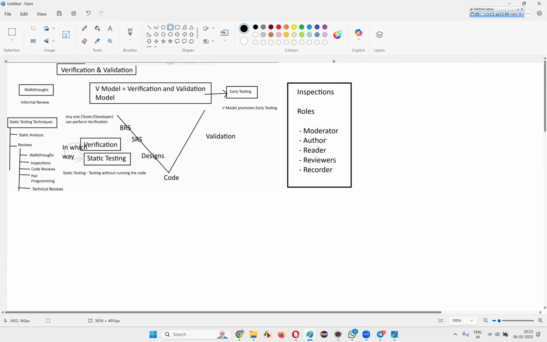Okay. So all these things will come in a process-oriented way or formal way, with all the details. Fine. So hope everyone understood what inspections are. Then next one is what, guys? Code reviews. The next type of reviews we have under static testing techniques is code reviews.